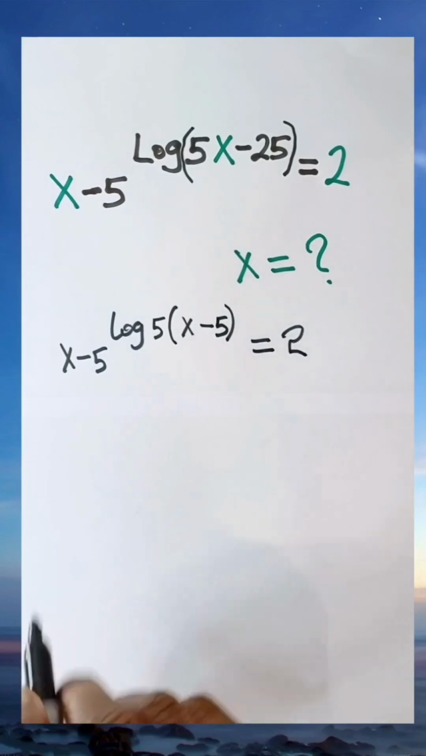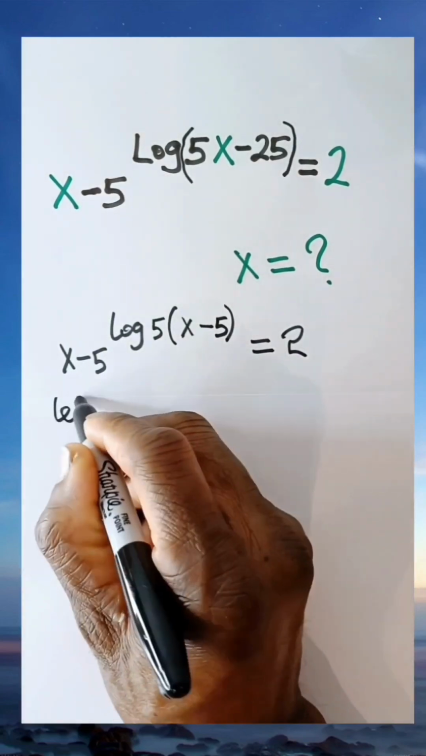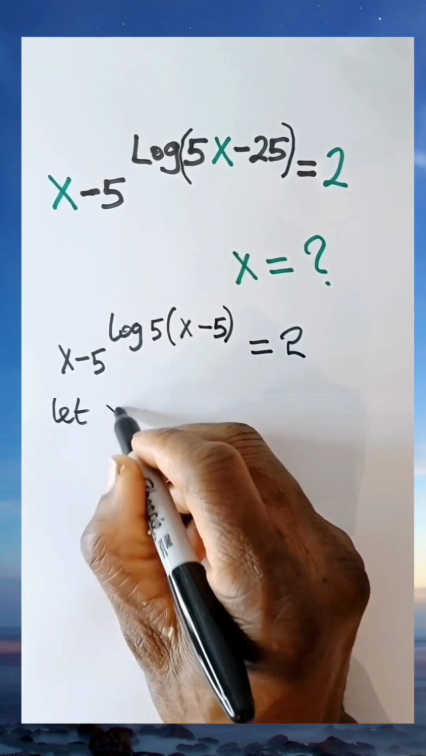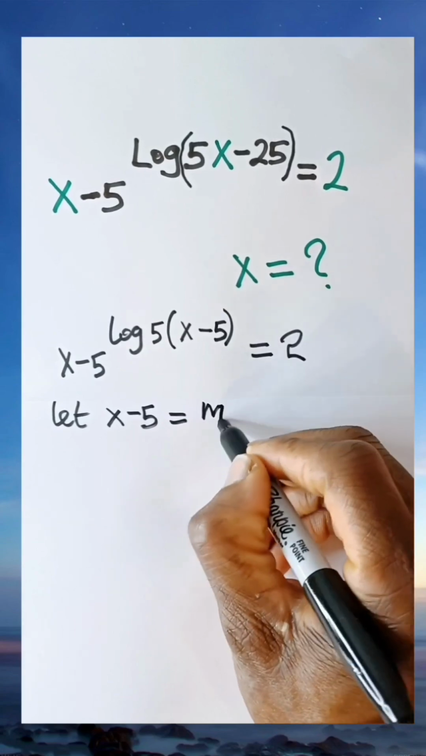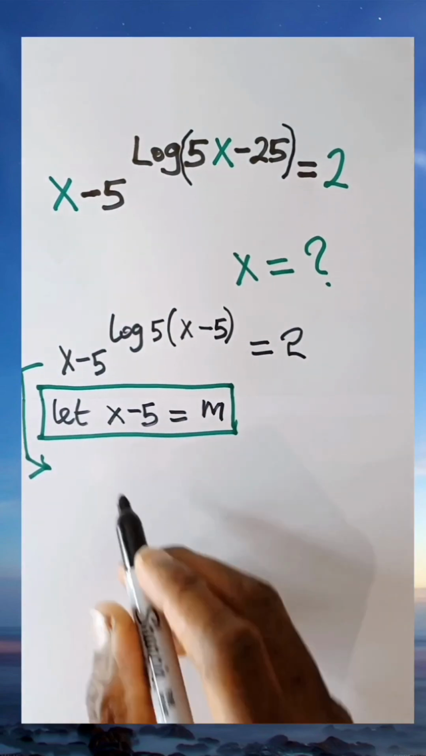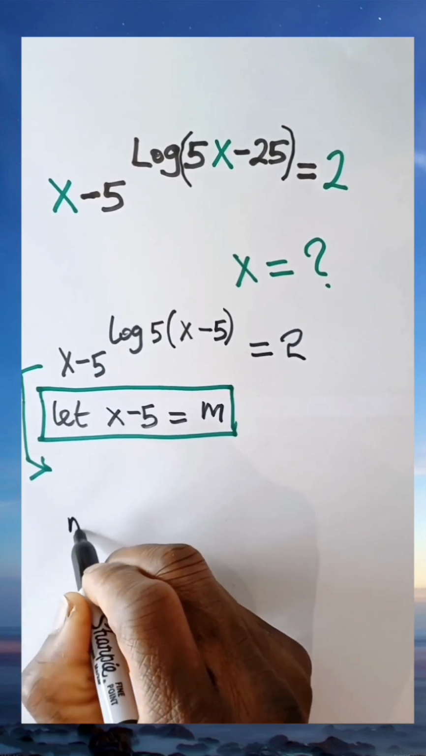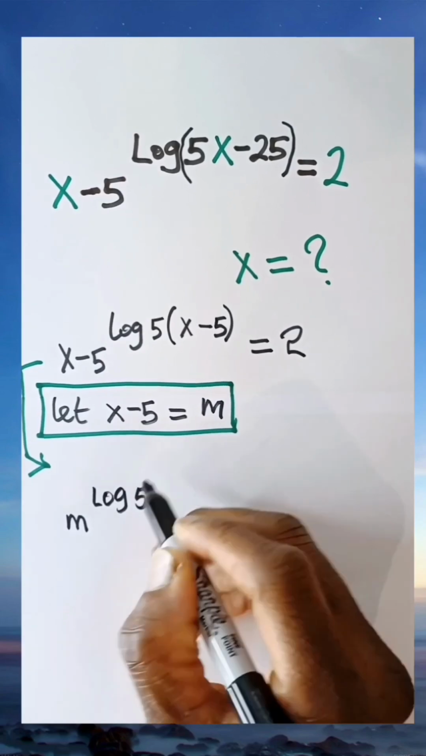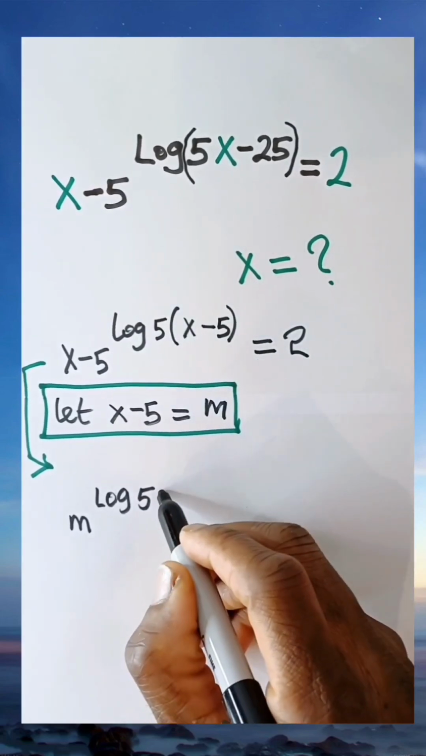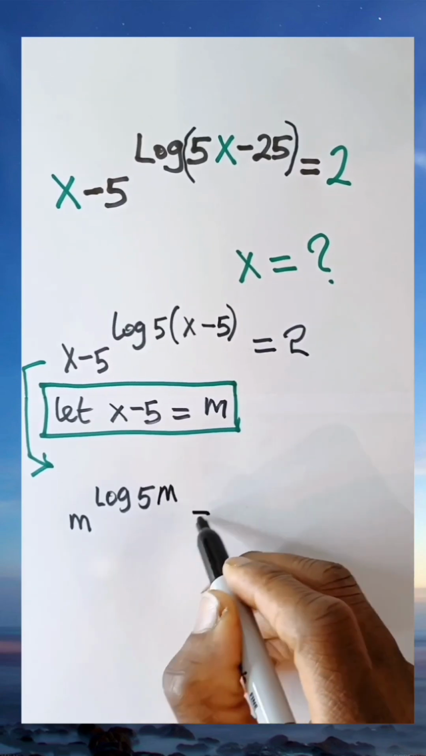We are going to make a substitution. Let x minus 5 equal to m. The equation will become m raised to the power of log 5m, since m times 5 gives us 5m. And this is equal to 2.